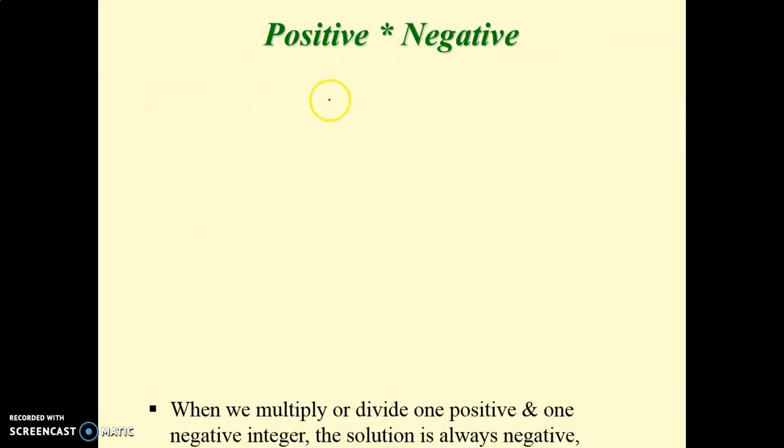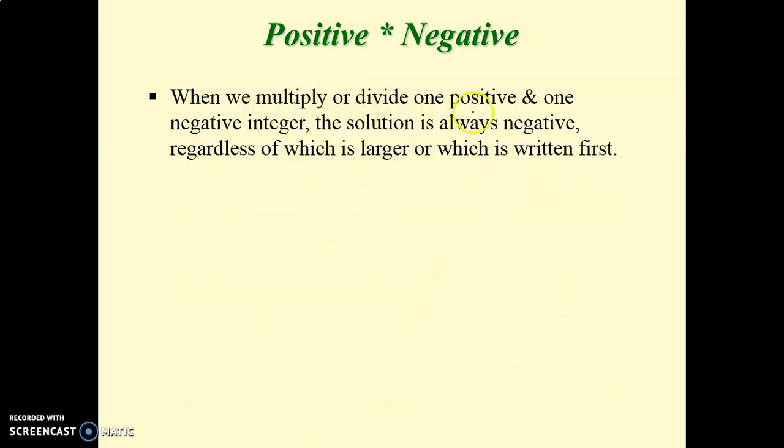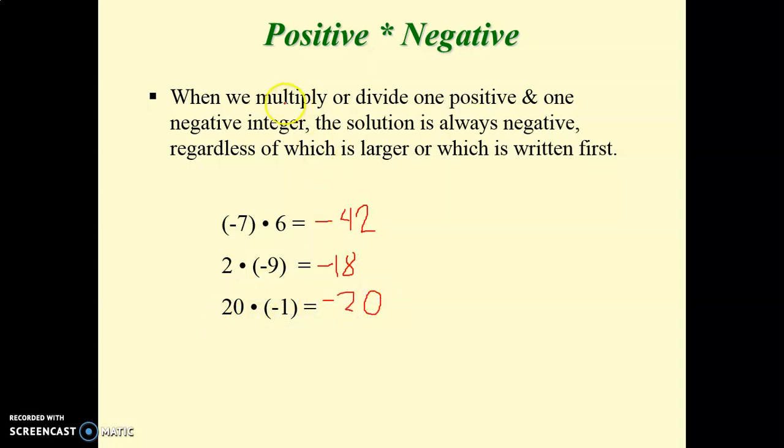Okay? The next one, we're going to multiply or divide one positive and one negative integer. So the solution is always negative, regardless of which is larger or which is written first. Example, negative 7 times 6, that is negative 42. They do not have the same sign. 2 times negative 9, that is negative 18. And 20 times negative 1, that is negative 20. Okay? Always bear that in your mind.